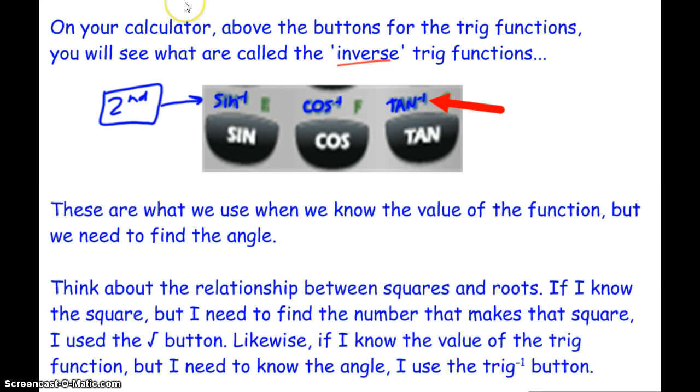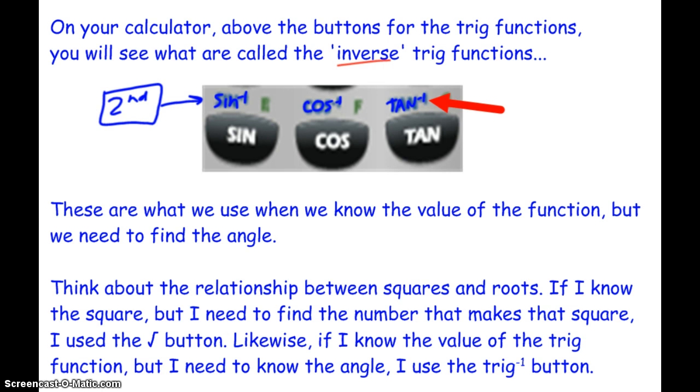So we use those when we know the value of the function. So I know what sine equals, but I don't know the angle. So think of it kind of like we do with squares and roots. If I know the square, but I need to know what that root is, I use the square root button. So if I know the value of the trig function, but I don't know the angle that went into it, I use that inverse trig button.